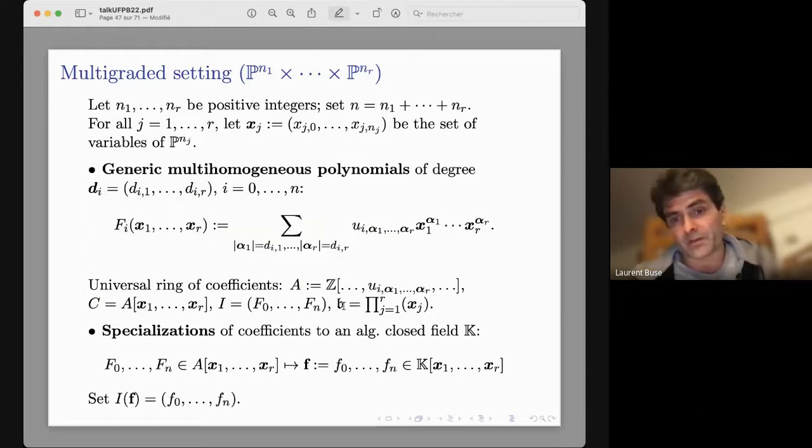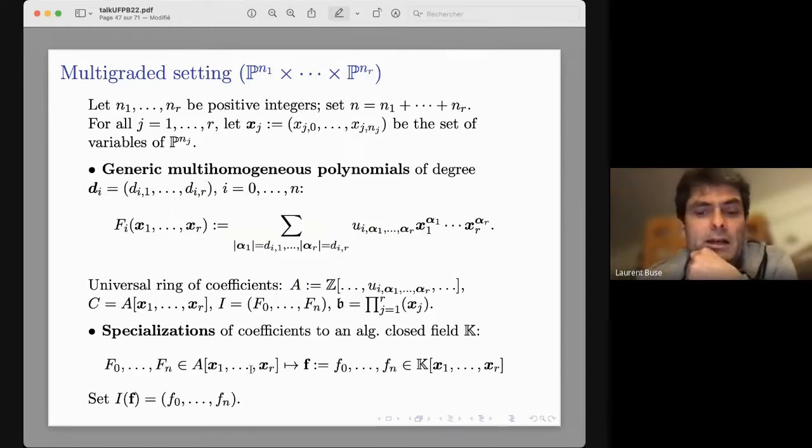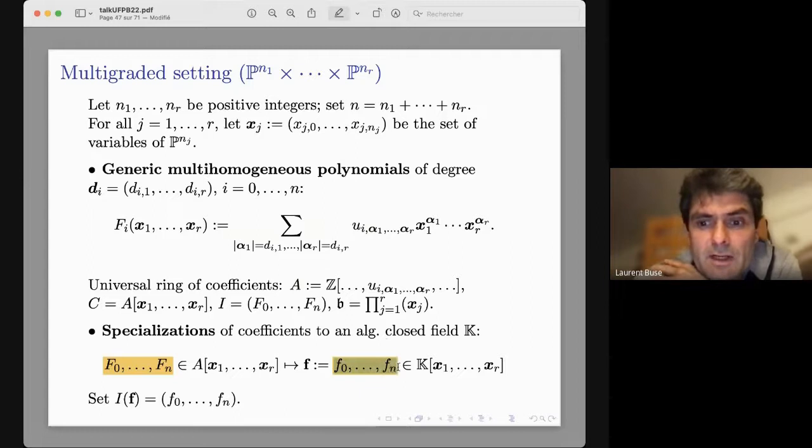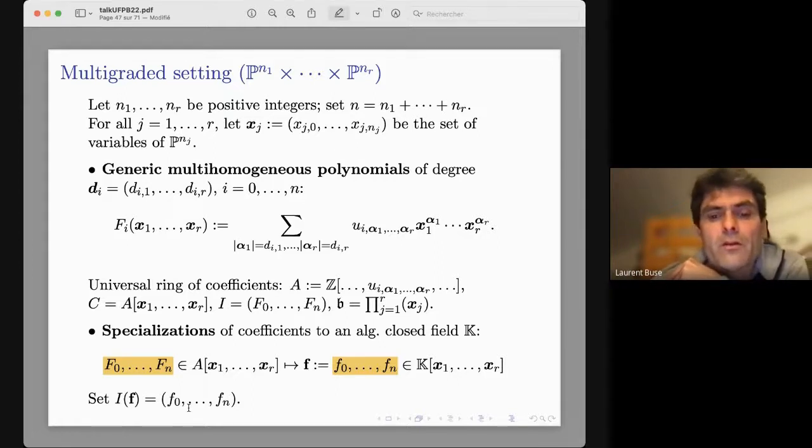And similarly, we have specializations. So we specialize coefficients to an algebraically closed field. And similarly, we go from the generic equations, capital F, to the small equations. And now the small equations have coefficients in the algebraically closed field K. And again, similarly, I will denote by I(f) the specialized ideal. And my goal is the same: to produce matrices that have the property that when I do any specialization, the dimension of the co-kernel will be the number of roots.